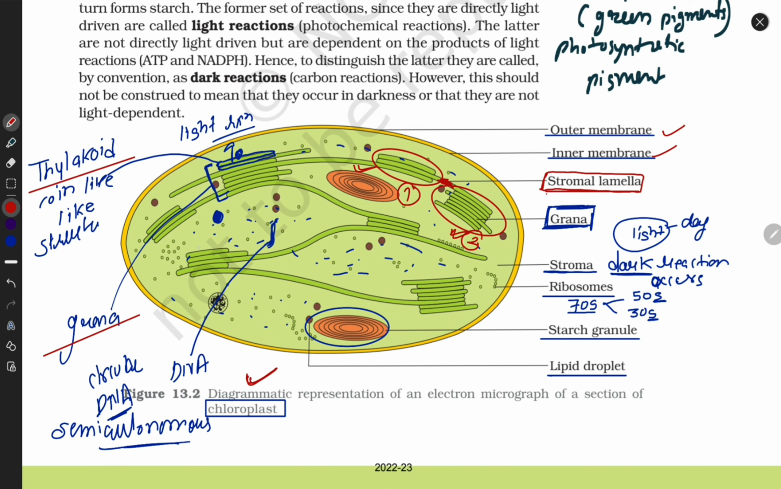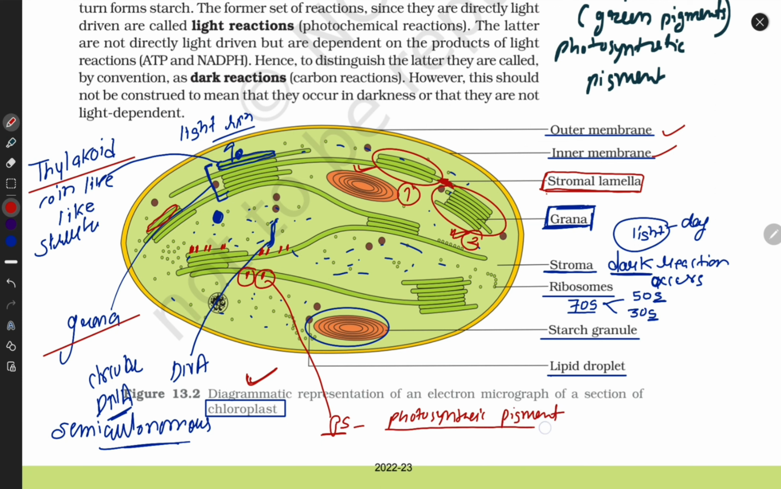Here, this is the thylakoid part. The thylakoid part contains what? Photosystems. Stroma lamellae also contain photosystems. And what is a photosystem? We will discuss later. What do they do? Photosystems are made up of some photosynthetic pigments, guys. Very important.